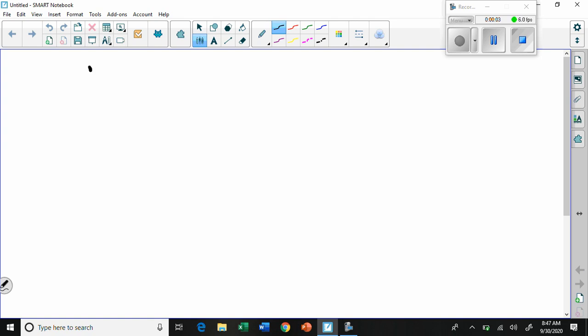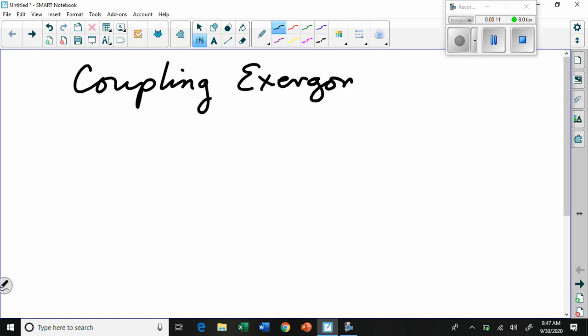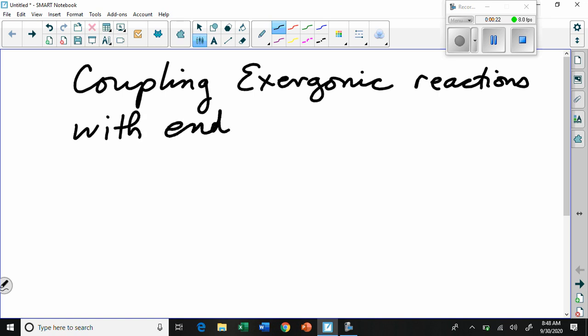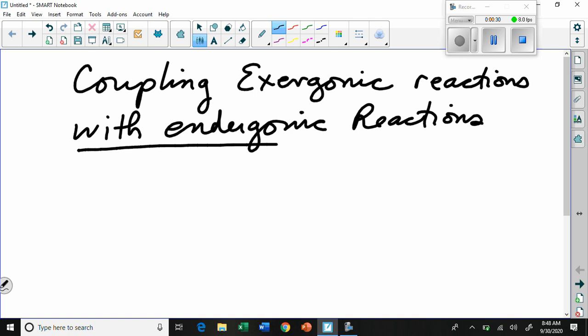All right. Let's call this coupling exergonic reactions with endergonic reactions. And let's sort of give it a subtitle, ATP.